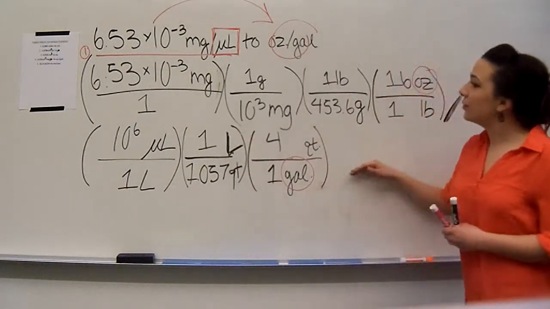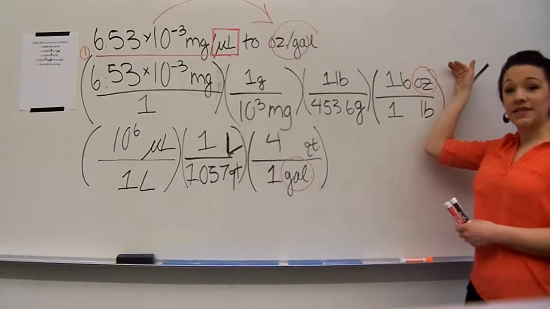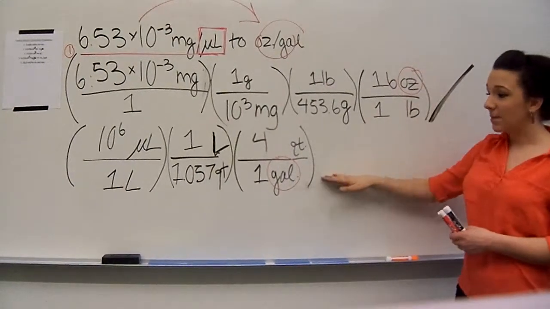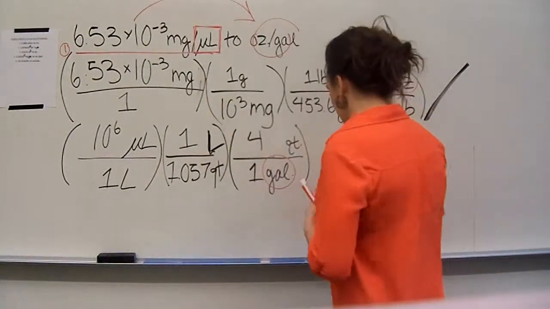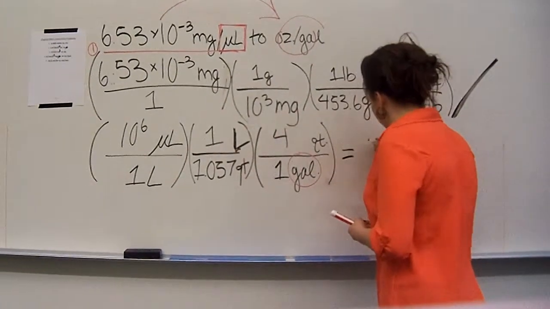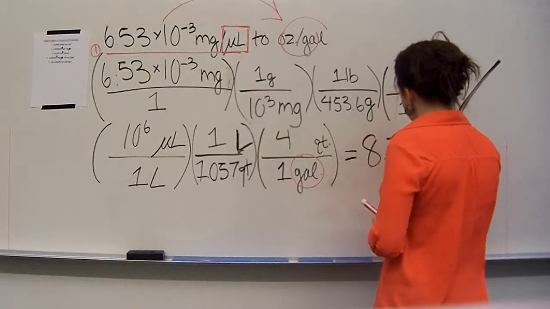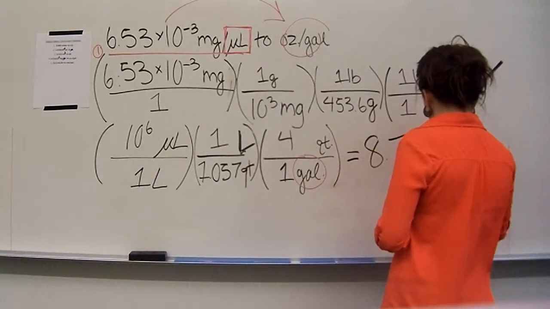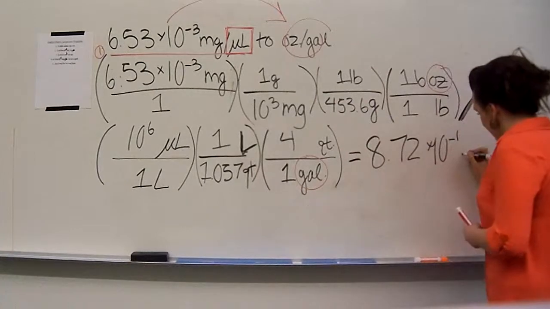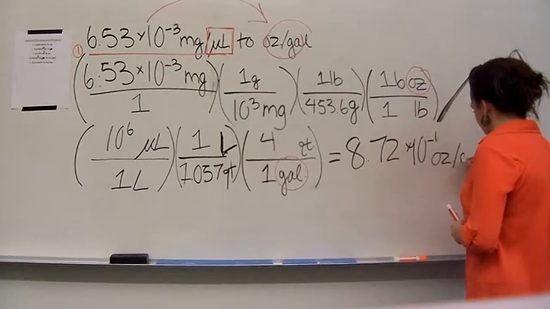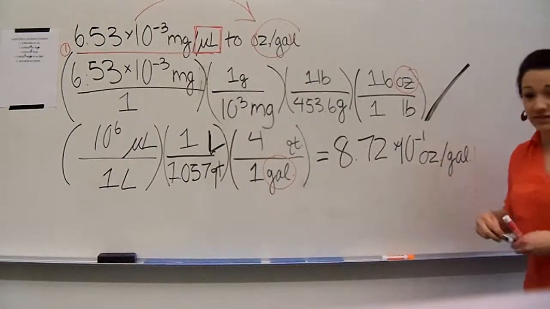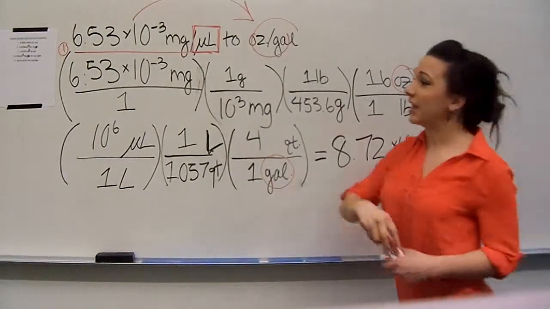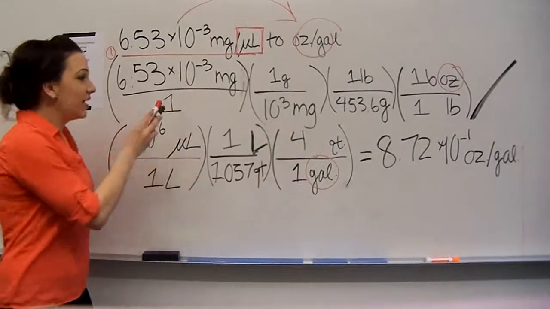So now we can multiply everything on the top and divide it by everything on the bottom. Once you calculate that, you should get 8.72 times 10 to the negative first ounces per gallon. My answer is in scientific notation, and I will go ahead and double check everything I've done.